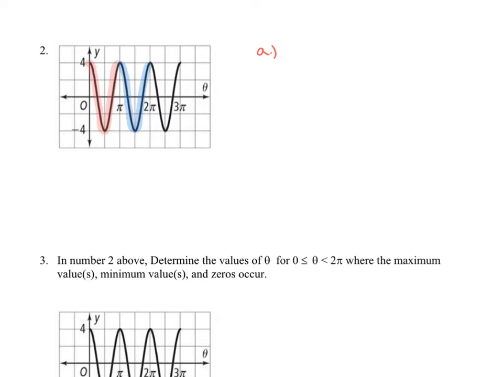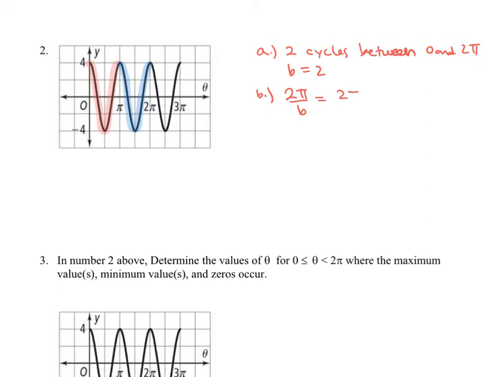For part A, we have 2 cycles between 0 and 2 pi. And again, that is our b value. For part b, the period, we use the formula 2 pi over b.